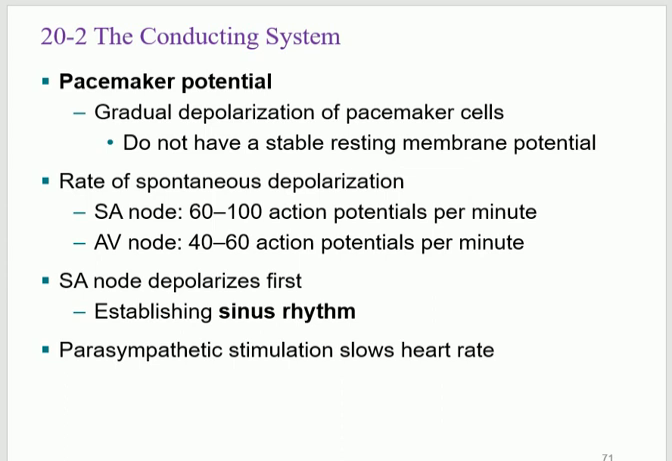Effect of the autonomic nervous system. Do we still remember that? Sympathetic, parasympathetic. Which one is fight or flight? Does that speed up or slow down? Speed up. So it speeds up what? The SA node. How about the parasympathetic? Slows down what? The SA node.